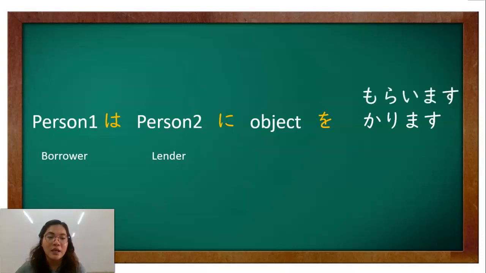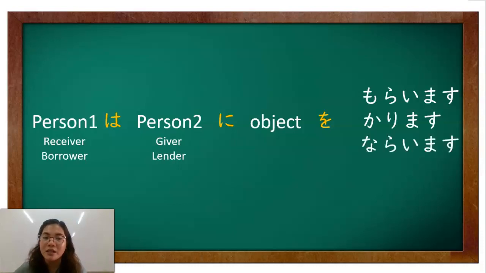The same with moraimasu. Natanggap. Dito naman, kung sino yung nakatanggap, siya yung particle wa. Kung sino yung nagbigay sa kanya, siya yung particle ni. At kung ano naman yung object, yun pa rin particle o. The same as with naraimasu: kung sino yung natuto, siya yung particle wa. Kung sino yung nagturo, siya yung particle ni. At kung ano yung itinuro, particle o pa din.